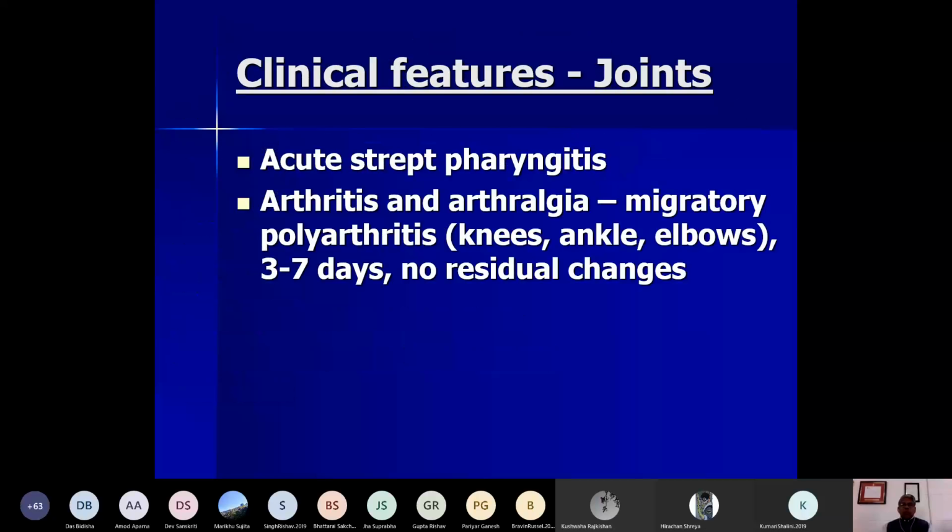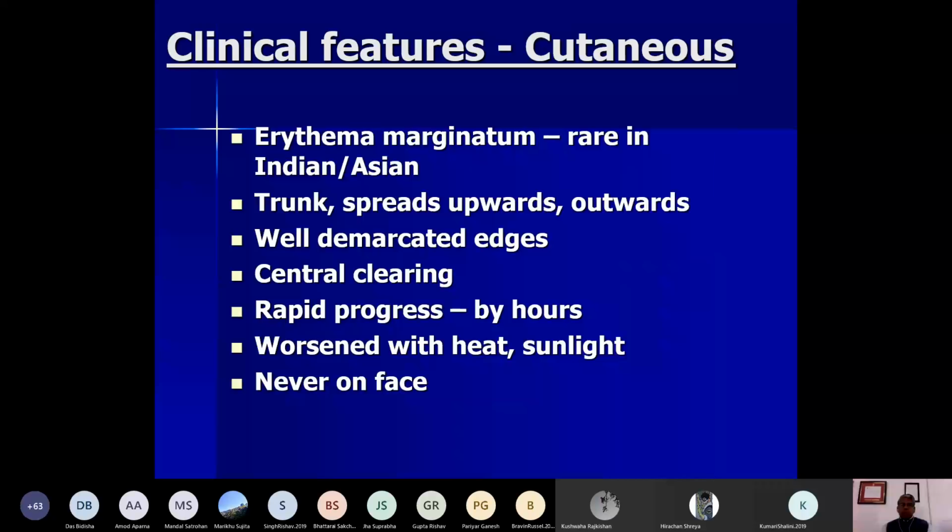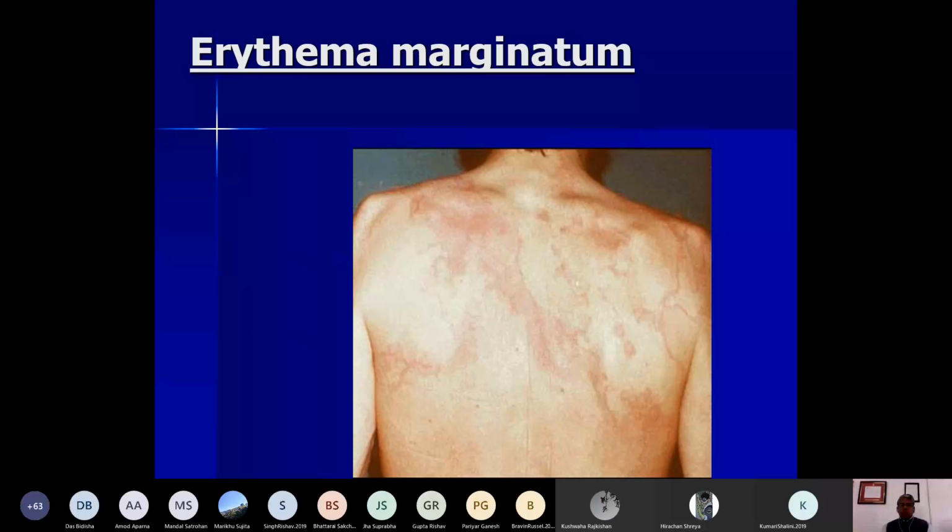So we have seen what were the features in the joints. Primarily the bigger joints get involved, and these are migratory arthritis. That means it shifts from one joint to another joint. This would be the clinical examination: inflamed, red, tender joint. There could be skin manifestations, uncommon in Asians, but one can see erythema marginatum. Therefore, you must examine the patient thoroughly, even if the symptoms are not there pertaining to that system. Patient may not notice those symptoms, but you can identify some of the signs.